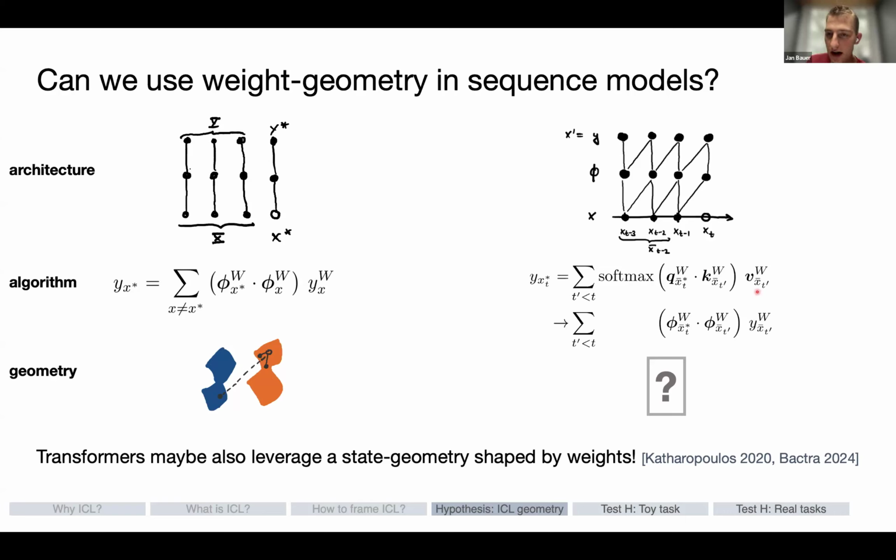And if you squint really hard, and this is, for example, what has been done in papers like the one by Katharopoulos or in this blog post by Bhattamishra, this looks very similar to this formula here in the classic machine learning task. But does this have some geometric correspondence here?